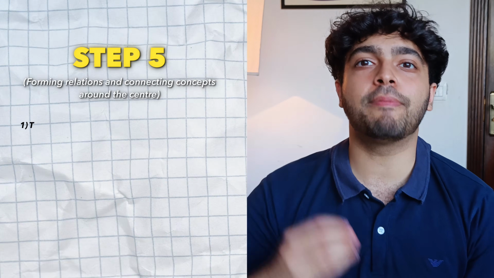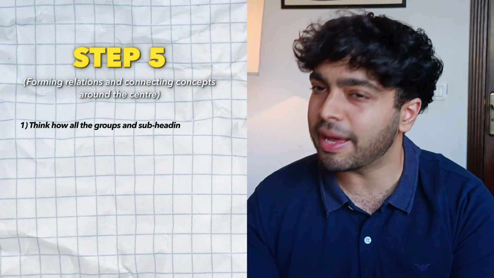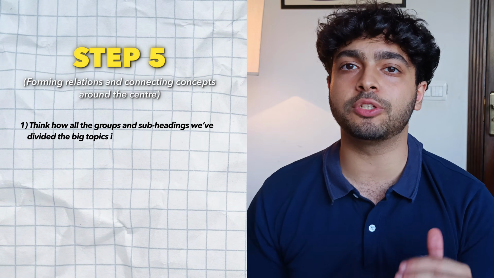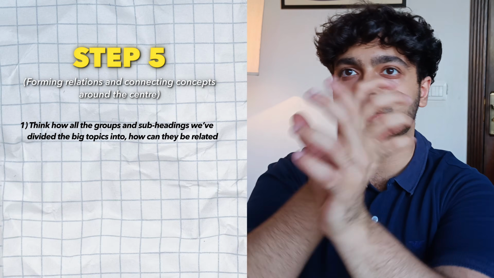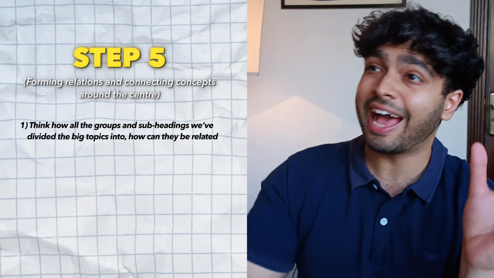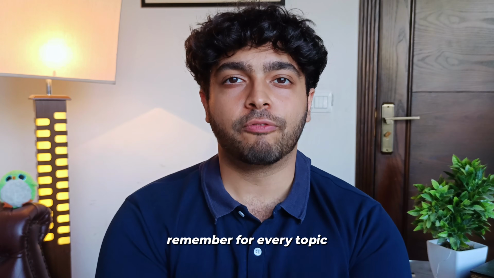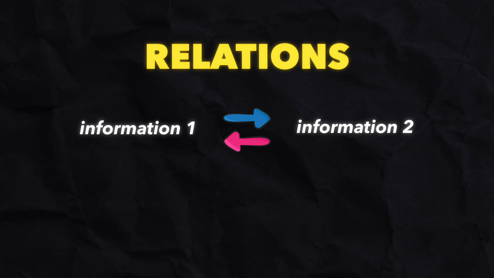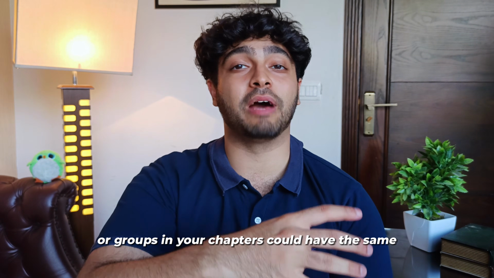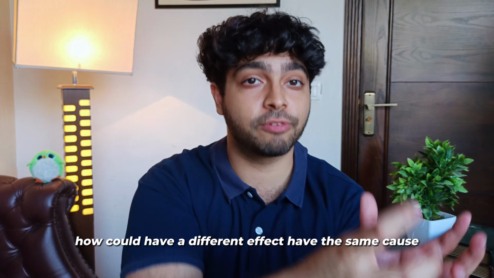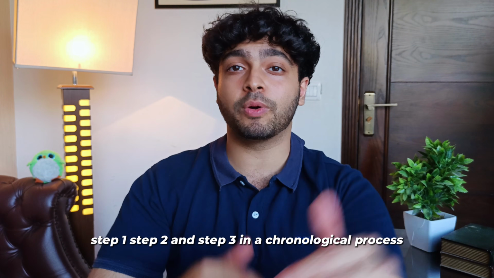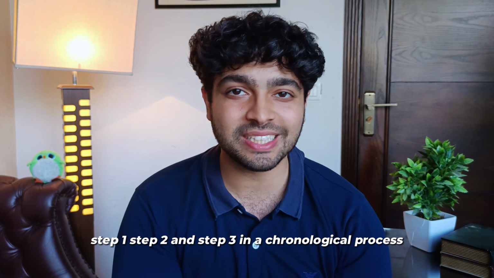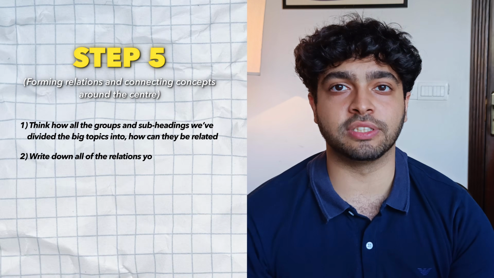So first, think about how the big groups and the subheadings that you've divided each of the chapters into can be related to each other and across chapters. Remember, for every topic, relations are just how two pieces of information are affecting each other. The subheadings or groups in your chapters could have the same effect on something, could have a different effect, have the same cause, be step 1, step 2, and step 3 in a chronological process. Write down all of the relations that you can come up with.